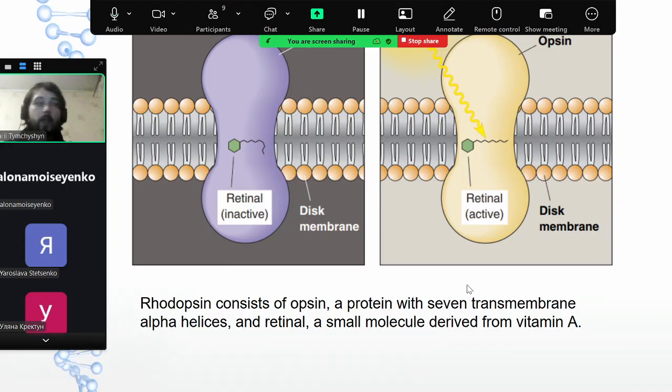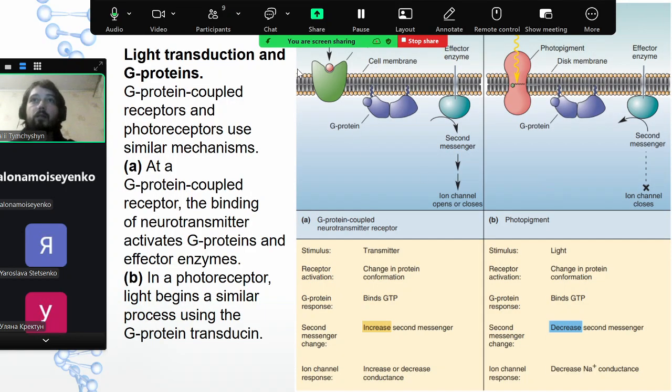Here is one more reminder. What happens to the rhodopsin when the light comes? Here you have the opsin protein, and here is retinal, inactive. Light came. It changed from 11-cis to all-trans, and here it is active.